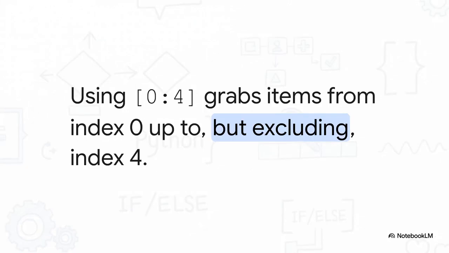Now, what if you don't want just one item, but a specific chunk of them? Well, if you only want the first 4 items, you can slice the list using colon notation. Writing 0:4 tells Python to grab everything starting from index 0 up to, but excluding, index 4. It's an incredibly fast and powerful way to segment your data.